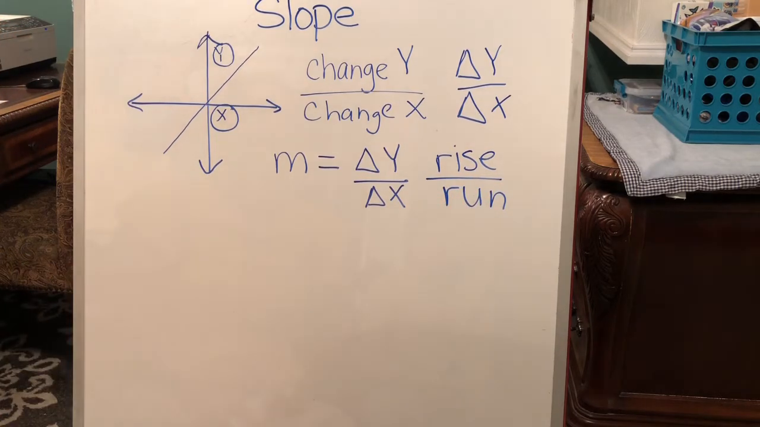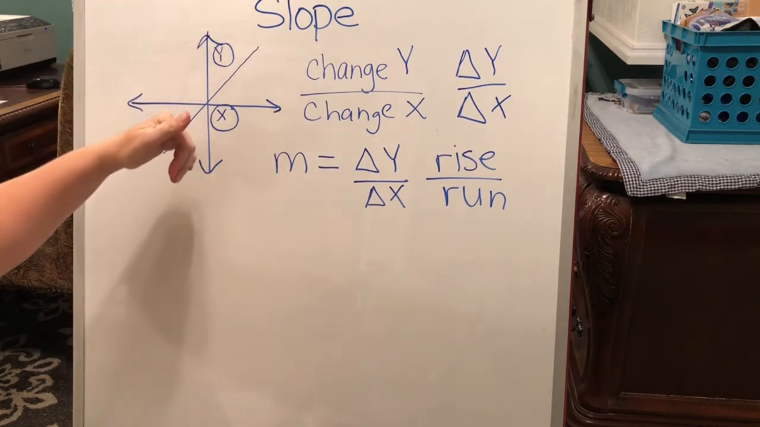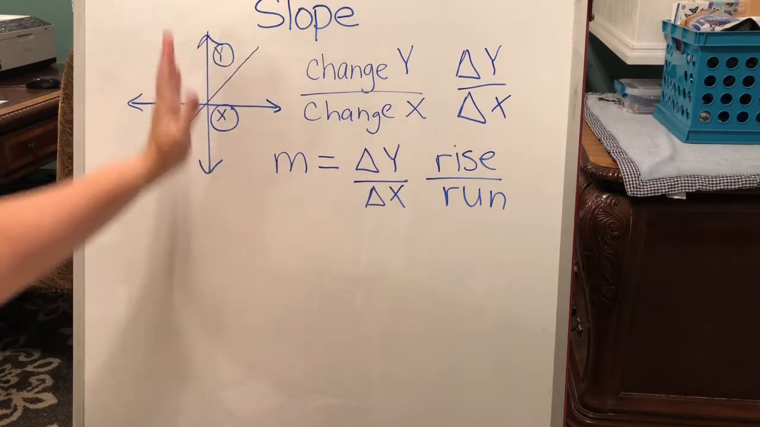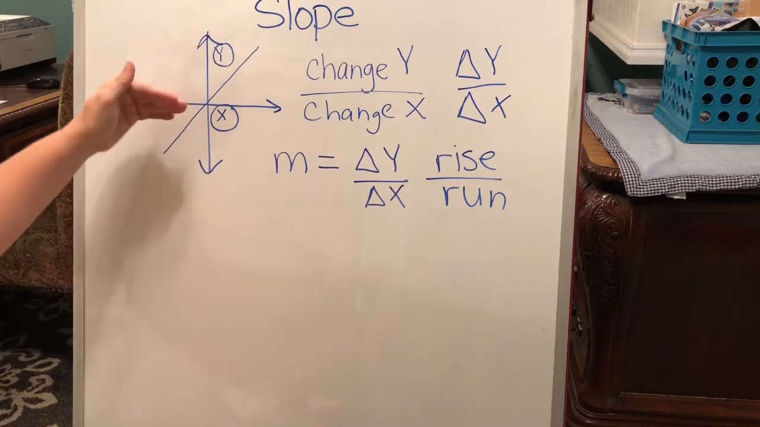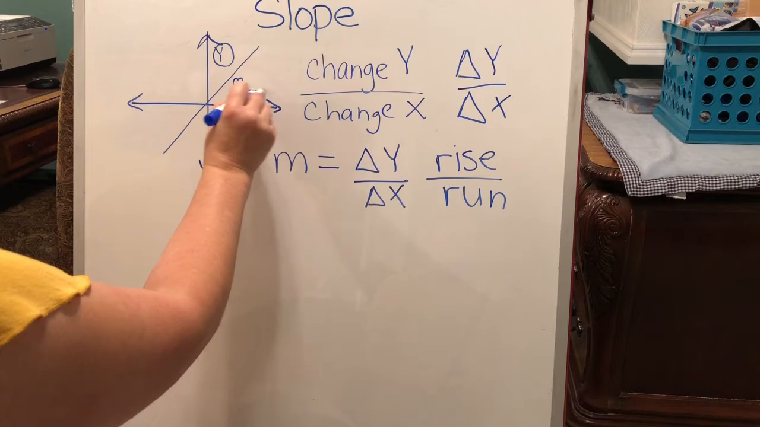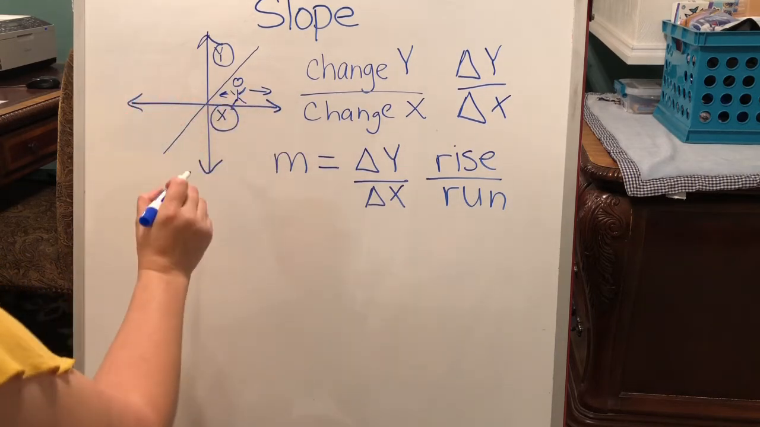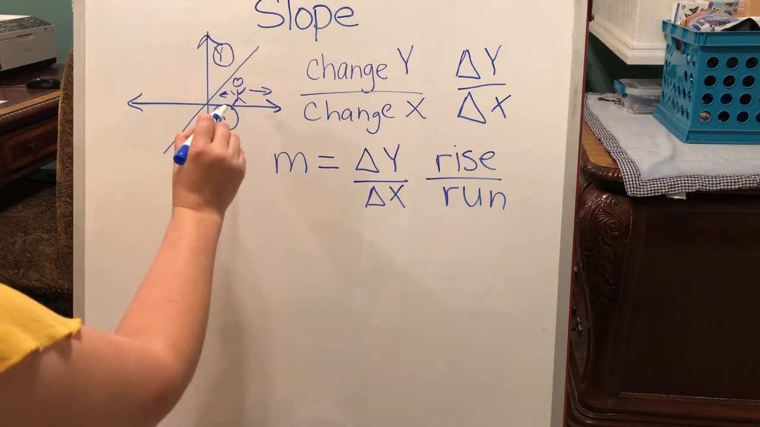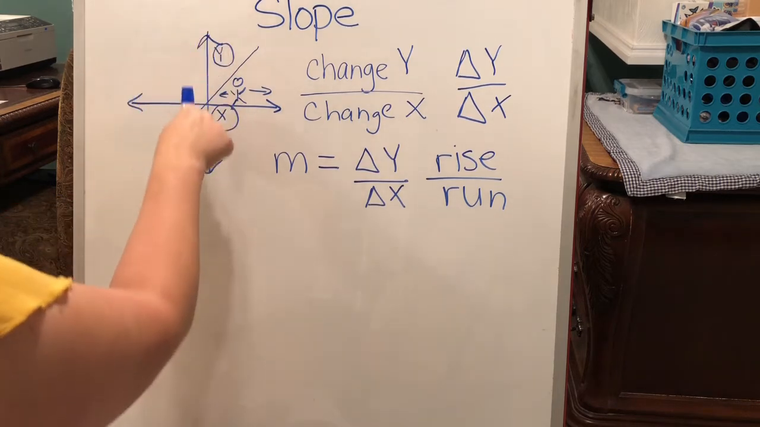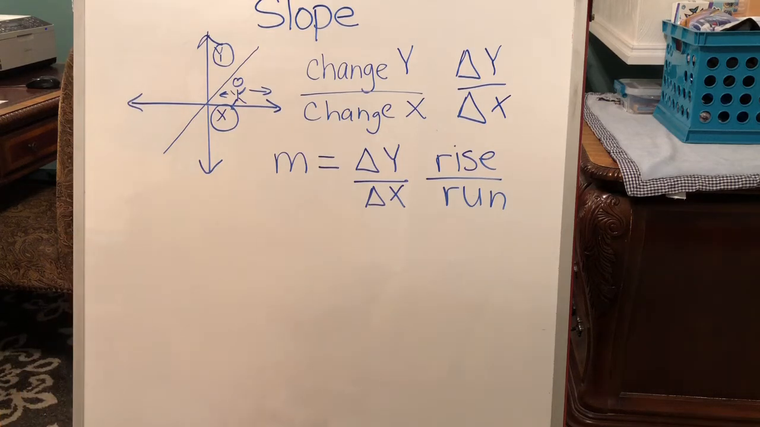And I like to tell my kids, if I go up, I'm rising up. If I go down, I'm sinking down. That's the rise over the run. And you can just imagine a little guy here, he's running left to right on this horizontal road. So it's either the rise over the run, the change in y over the change in x. And we call all of those things slope.